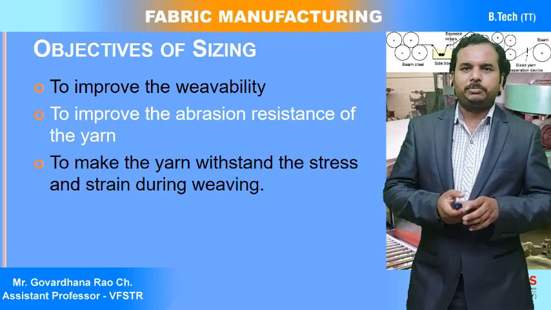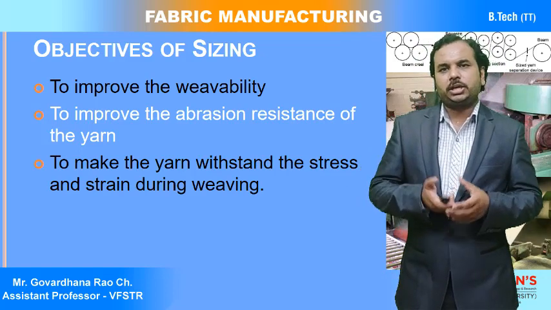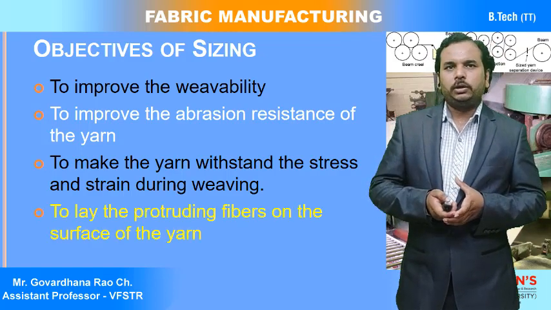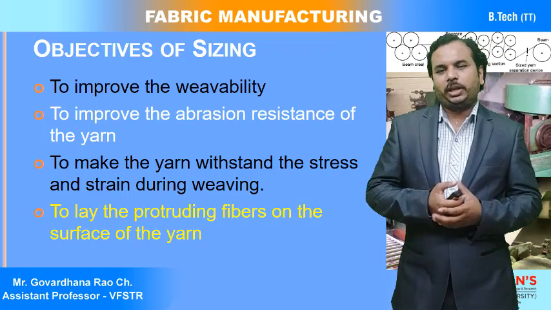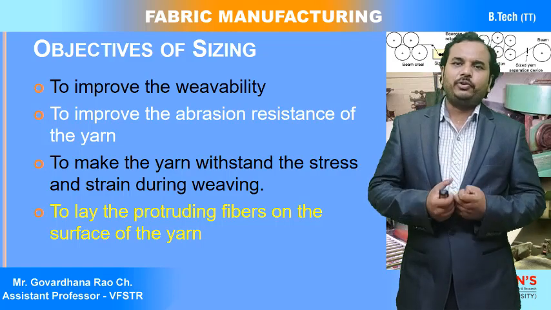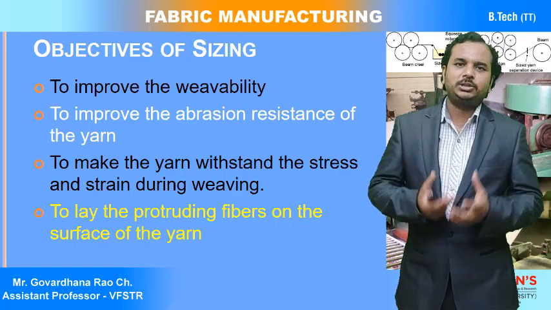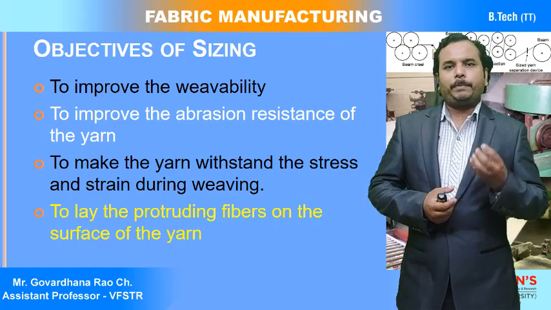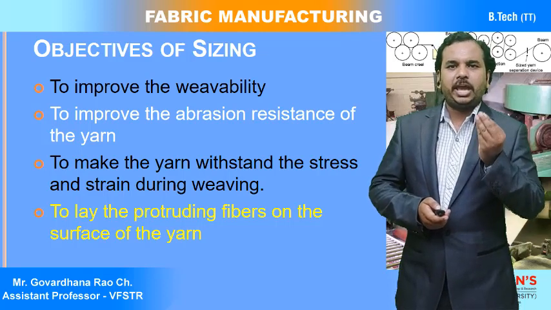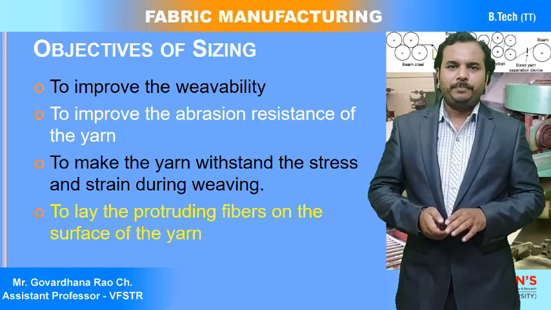And the third objective is to make the yarn withstand the stresses and strains applied during the weaving processes, as I already told. And the fourth one is to lay down the protruding fibers. If you observe the yarn surface, there are protruding fibers, there are hairs on the yarn surface. By applying the size paste, these hairs on the yarn surface are going to be laid down on the yarn surface.